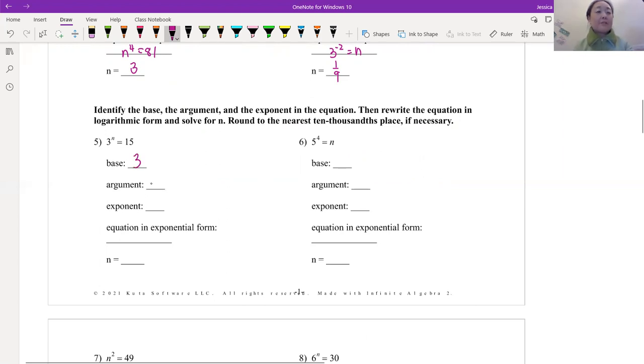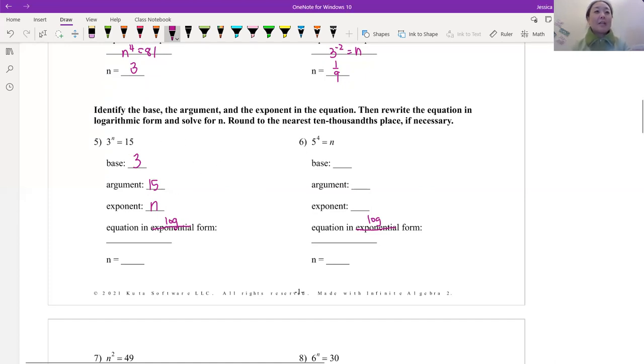All right, again, base is 3. Argument here is 15. And the exponent is what we would expect it to be, n, because that's in the exponent position. And, oh, sorry, guys, this should have been write the equation in log form. Obviously, I did not change that. I'm a ding dong, but that's okay. We'll change it here. So hopefully you watched the video, because you're like, it's already in exponential form.